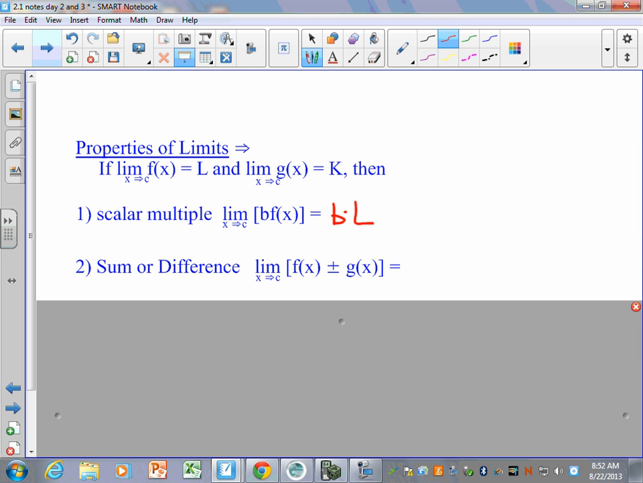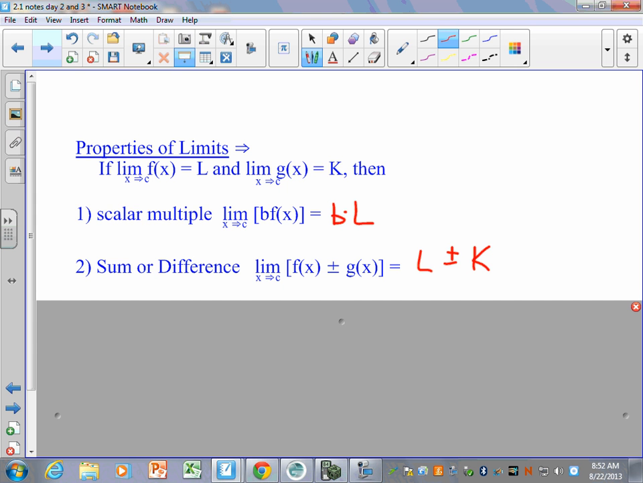We can also add and subtract limits. Again, notice the big thing is the limit is approaching the same number. If for some reason we had one limit approaching 2 and one limit approaching 3, these rules do not hold true. But if you're taking the limit as x approaches the same number of f of x plus or minus g of x, then it's just the same as taking the limit values plus or minus each other. So that would be the same as taking L, which is the limit of f of x, plus or minus the limit of k.